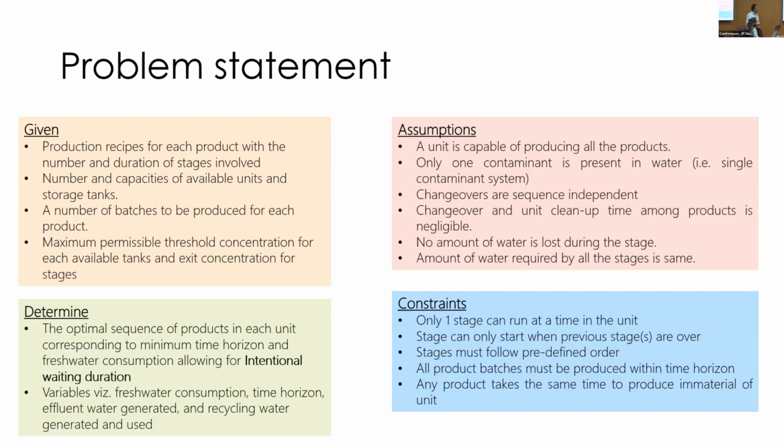And the constraints we have: only one stage can run at a time. Stages can only start when previous stages are over. Stages must follow a predefined order, and all product batches must be produced within the time horizon. Any product takes the same time to produce, so any product will take the same time in the unit. That's the assumption we make.